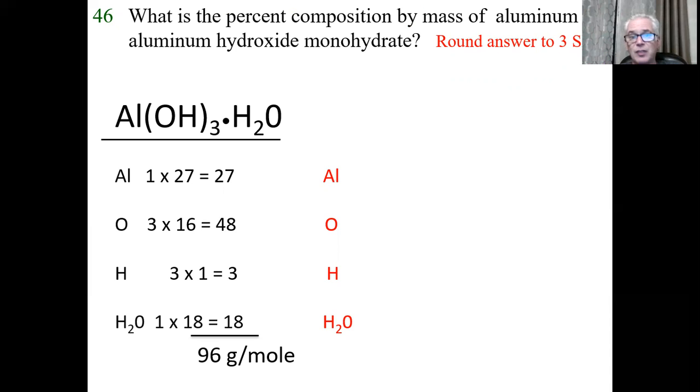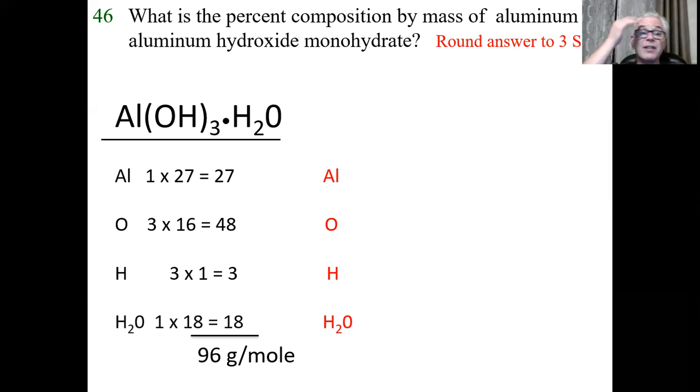And watch how we list this. We have aluminum, we have oxygen, we have hydrogen, and we have water as a chunk. Leave the water whole because the water is not really part of the compound. It's like a separate molecule that's sticking on it. It's kind of like clothing. The person is the compound, the clothing would be the water. You could take the clothing off, you heat it up, and the water could evaporate away.